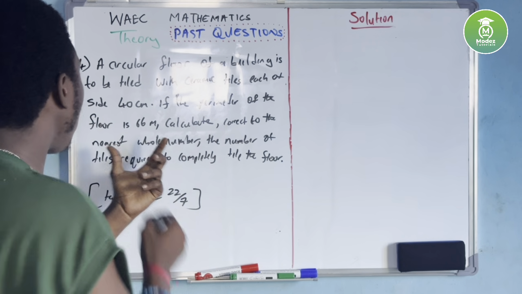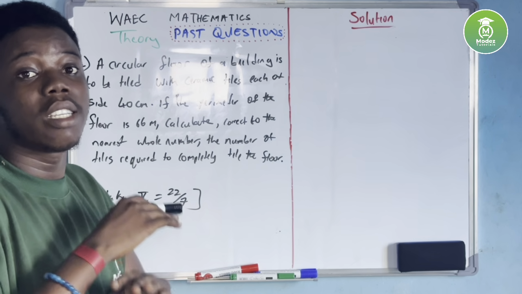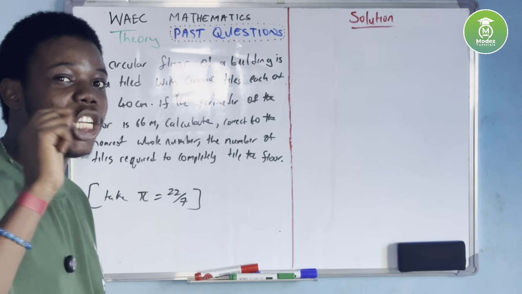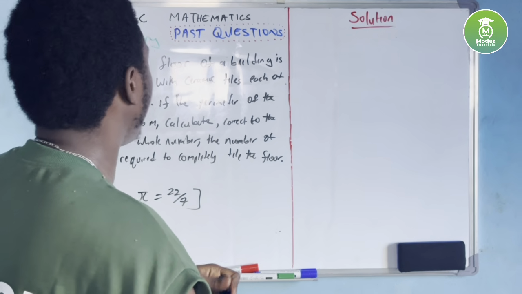They gave you the perimeter of the floor, right? Which is 66 meter, but they did not give you the area. Now, in order for you to get the area, you have to get the radius first. Very, very important. This is similar to what we did before, but this is different.